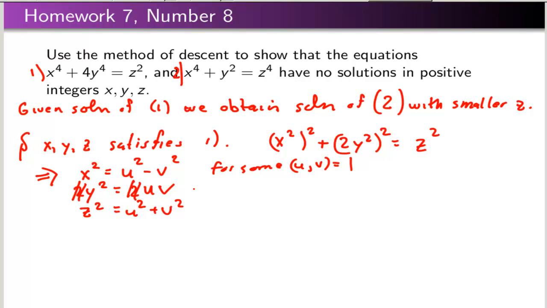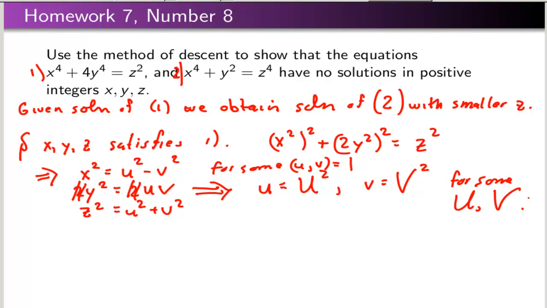And then since u and v are relatively prime, this equation is going to tell us that u is a perfect square and that v is a perfect square. Okay, and then once you know that those are perfect squares, how do we get a solution to 2? So one of these equations is going to give us a solution to 2. So you figure that out. And then part 2, given a solution of 2, we need a solution of 1.